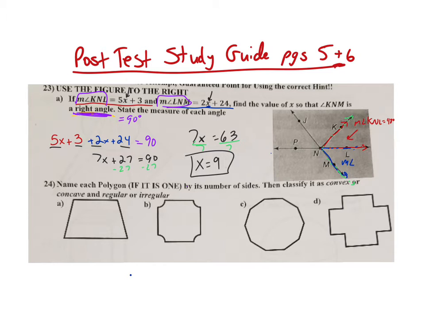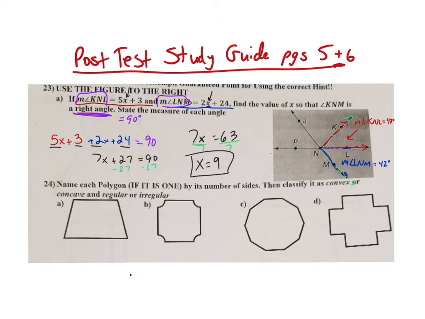So the measure of L and M, remember N has to be in the middle. Alright, if I was being picky, you have to have the m because you're giving me a number answer. You got to have N in the middle because it's the vertex. You have to have your degree symbol. Okay.